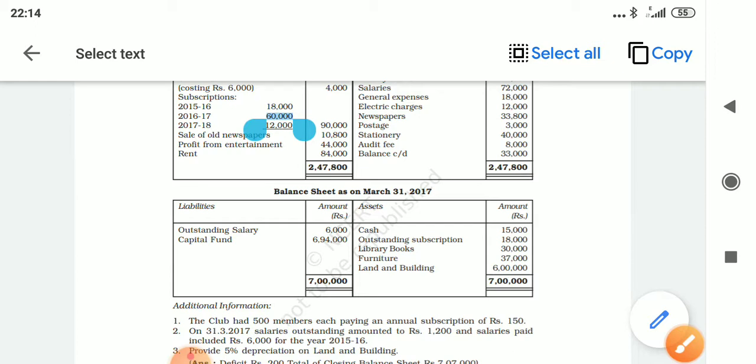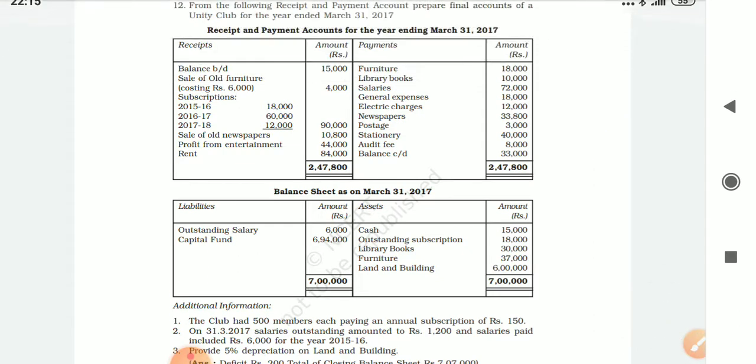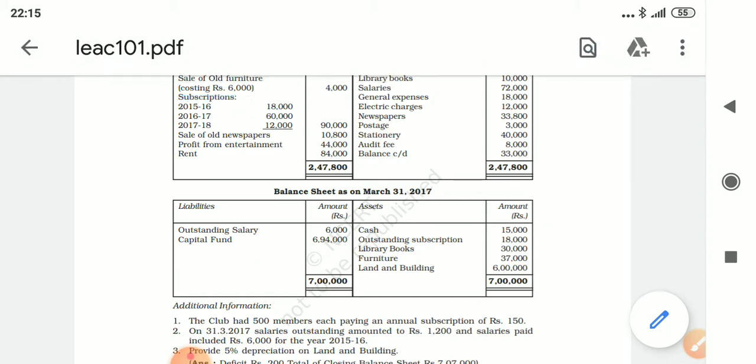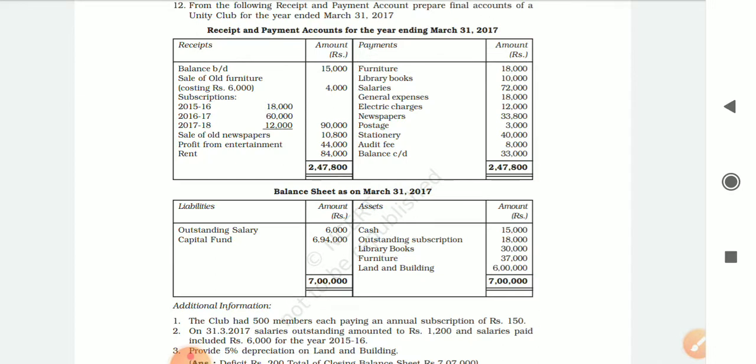Understood, children? Now where will these items appear? Now this 18,000 is actually previous year's outstanding. Can we check? Yes, see, it is previous year's outstanding. So if you didn't have the opening balance sheet, you should have taken 18,000 from here and transferred it to the asset side, because it is previous year's outstanding paid during the current year.